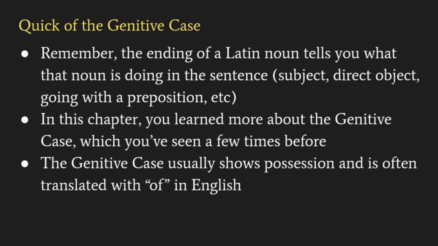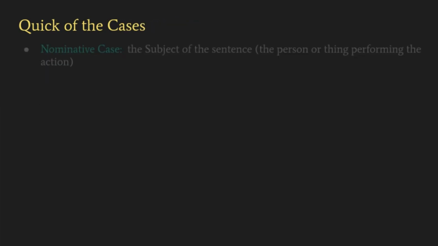So in this chapter, you're going to learn more about the genitive case. We've seen this before. It's usually showing possession and translated as of in English. So in a couple of the previous stories, you saw phrases like the bedroom of Marcus, the bedroom of Sextus, the mother or father of Cornelia. We've seen this genitive before, but now we really want to understand what it is and look at its endings.